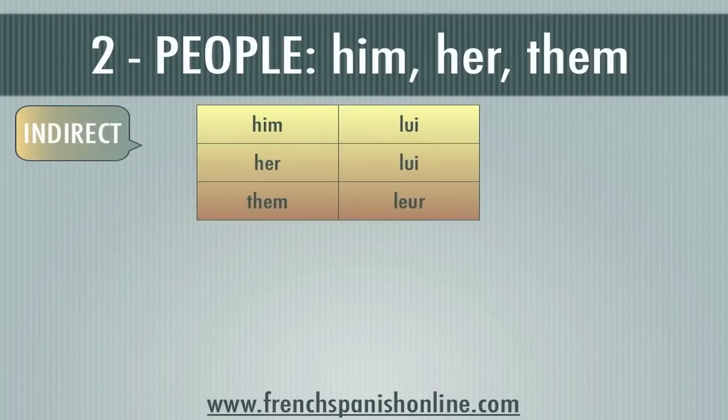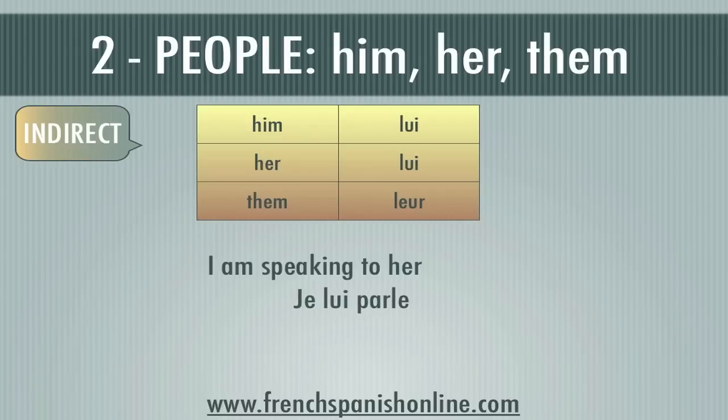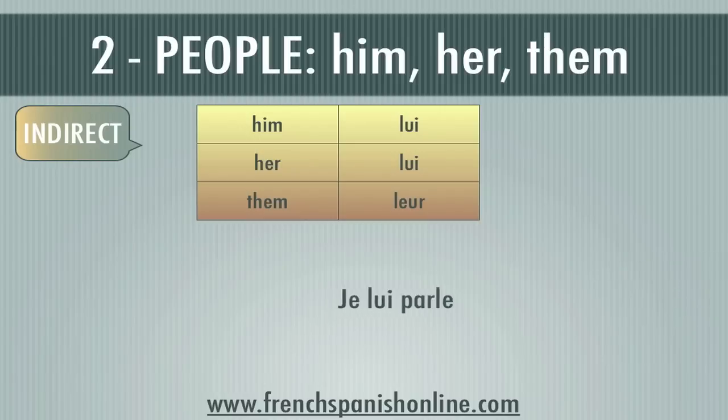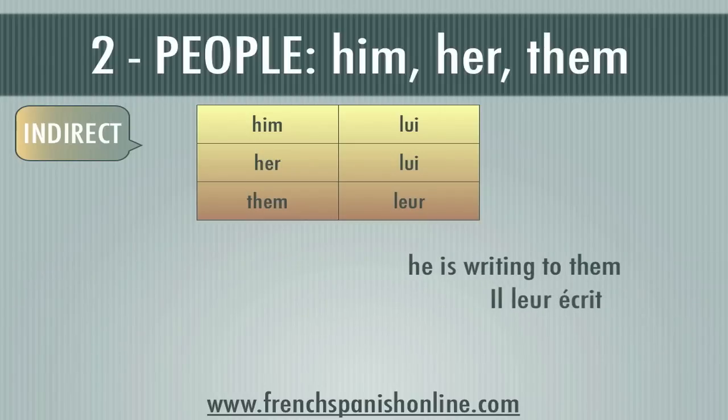Him becomes lui in French, but her too, lui. And them is leur. I'm speaking to her, so her is an indirect object here. So we are going to use lui, placed before, je lui parle. Okay? Is writing to them. Them is leur, before, il leur écrit.